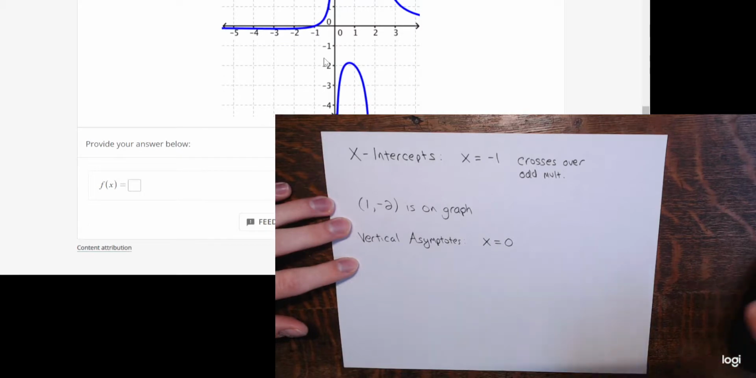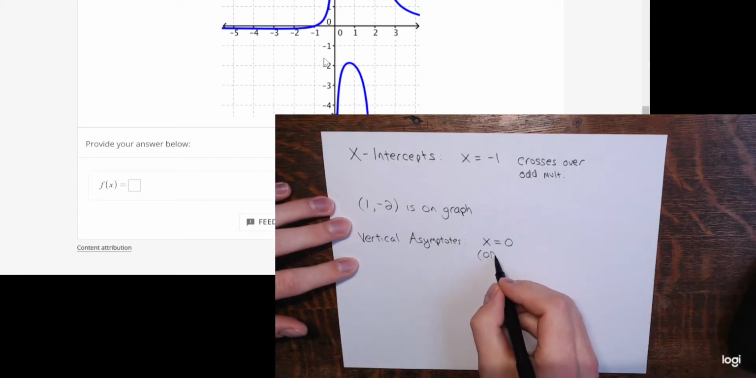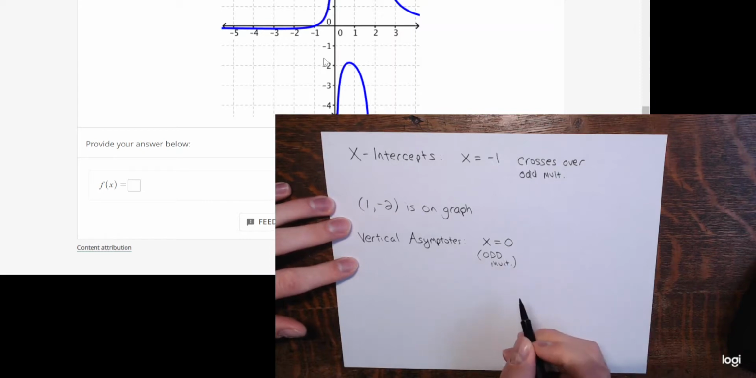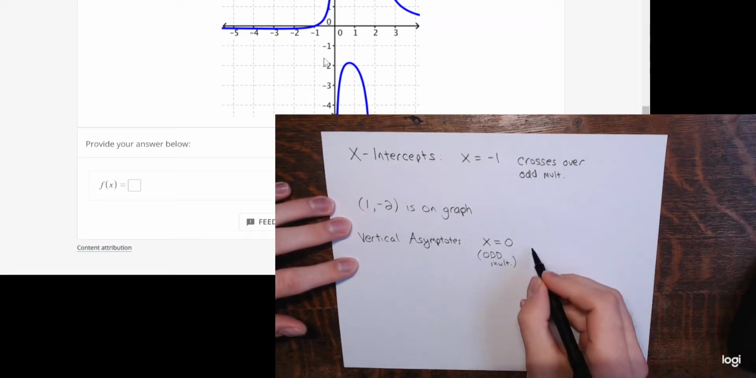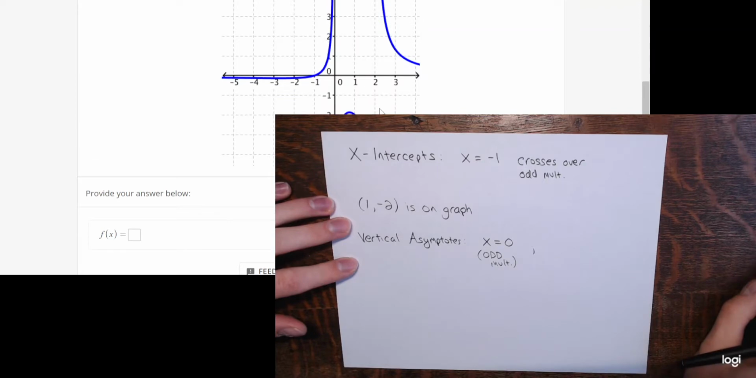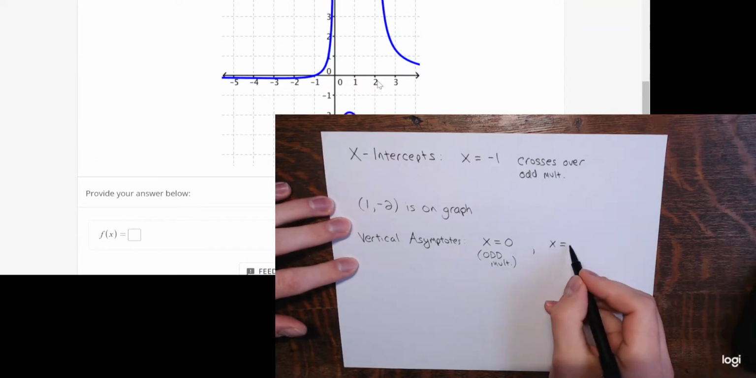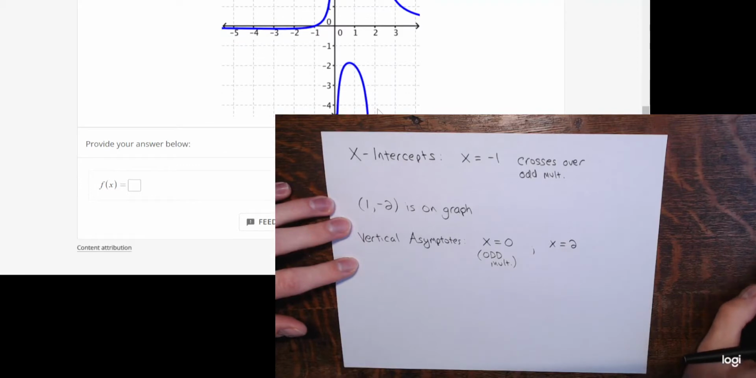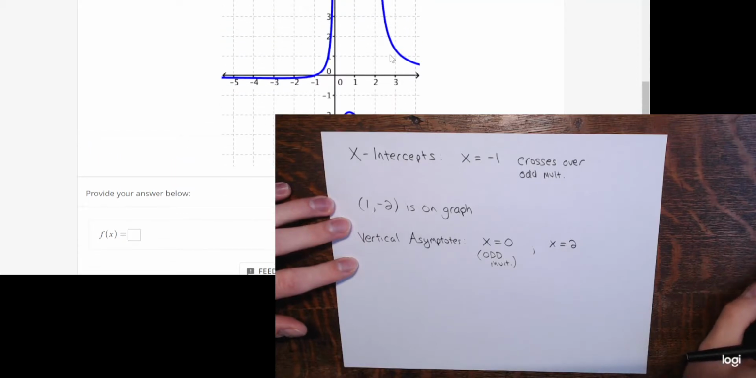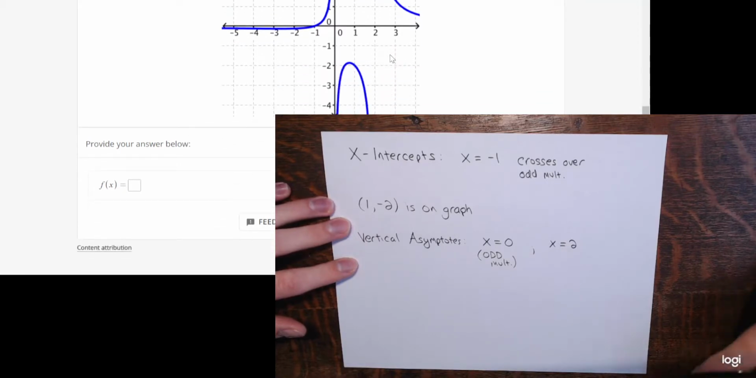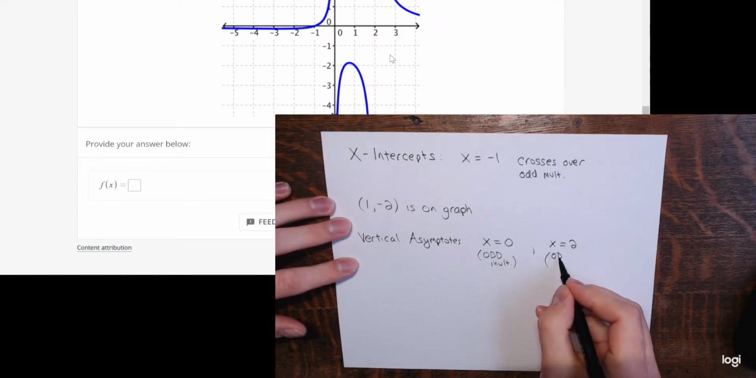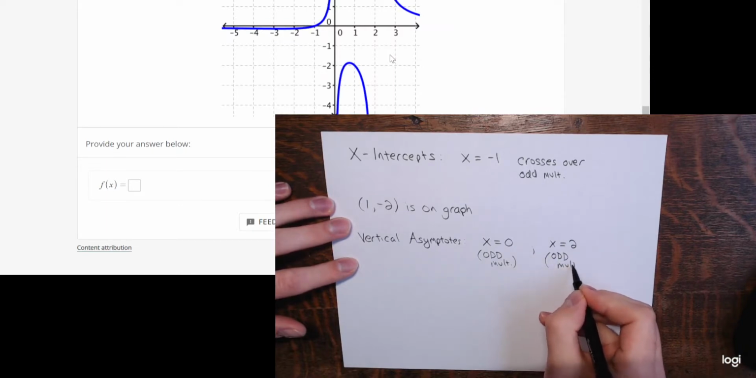So this is going to have an odd multiplicity, odd mult, right? Or I'll just make it a multiplicity of 1. But there's another vertical asymptote, and that looks like at x equals 2, with also an odd multiplicity, again, because the graph is going down on the left of 2 and up on the right of 2, right? It's going in opposite directions. So again, with an odd multiplicity, odd mult.